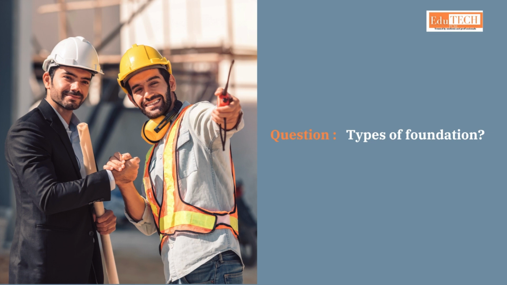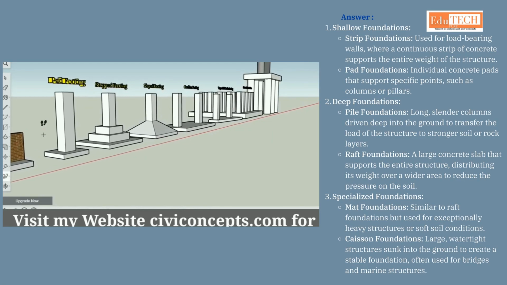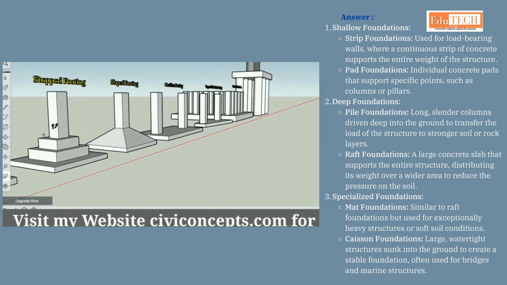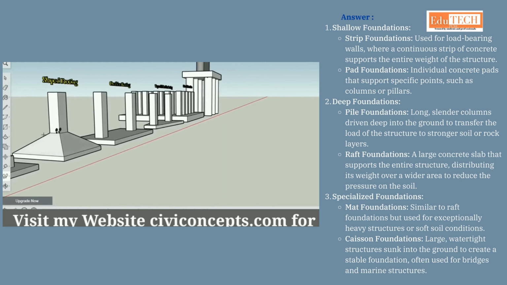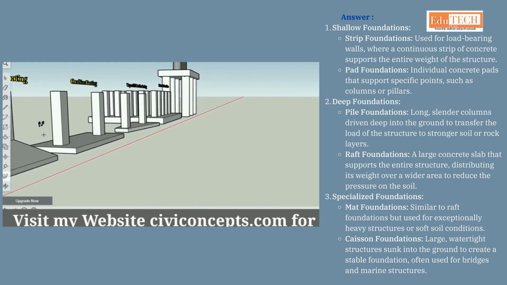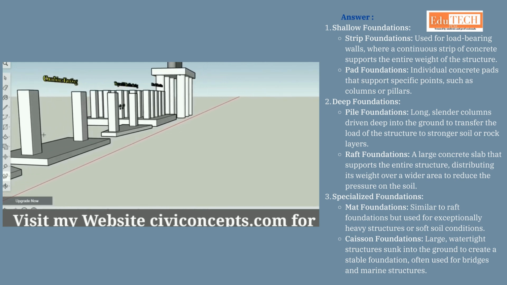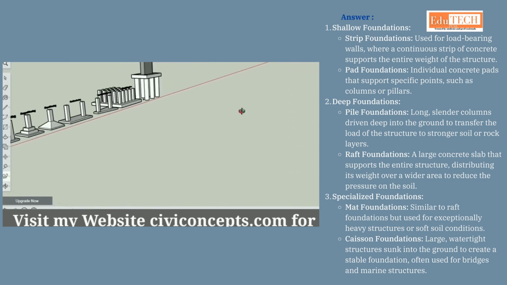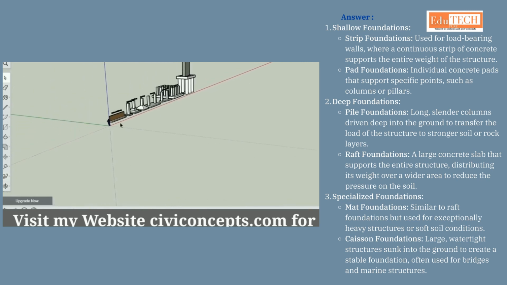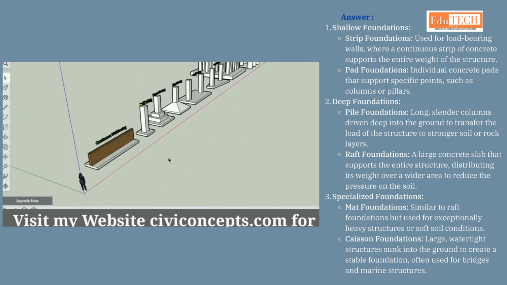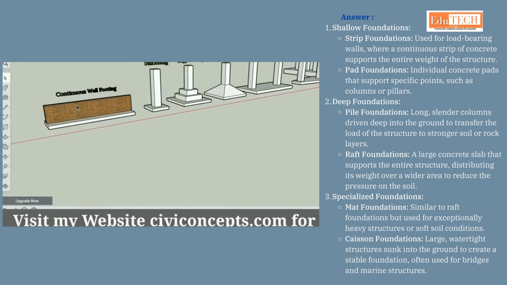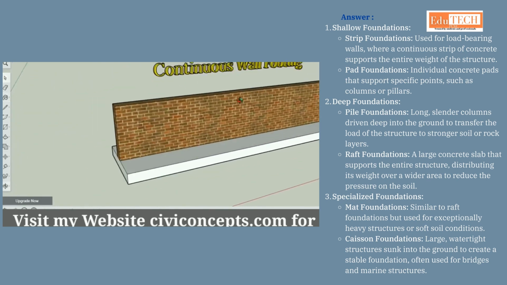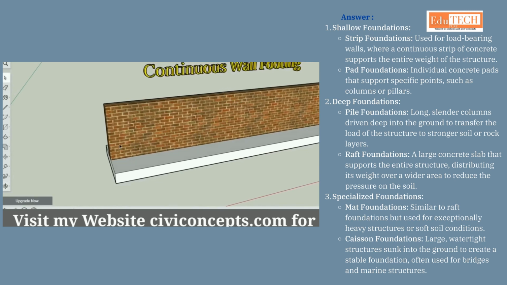Question: Types of foundation? Answer: Shallow foundations. Strip foundations, used for load-bearing walls, where a continuous strip of concrete supports the entire weight of the structure. Pad foundations, individual concrete pads that support specific points, such as columns or pillars. Deep foundations. Pile foundations, long, slender columns driven deep into the ground to transfer the load of the structure to stronger soil or rock layers.